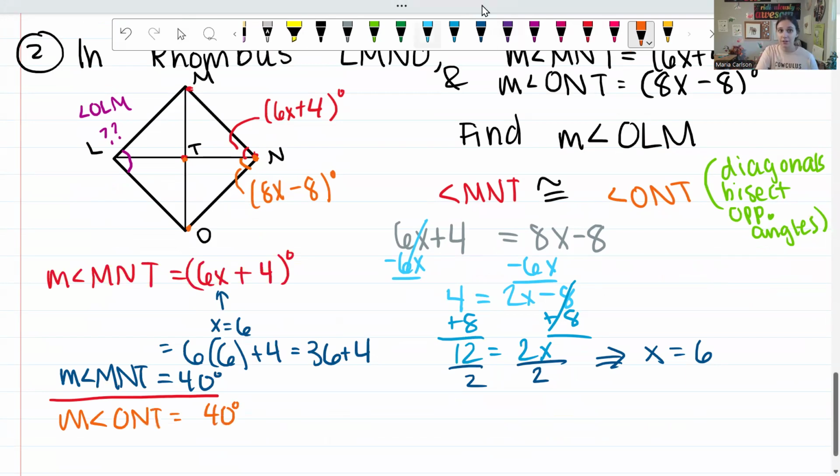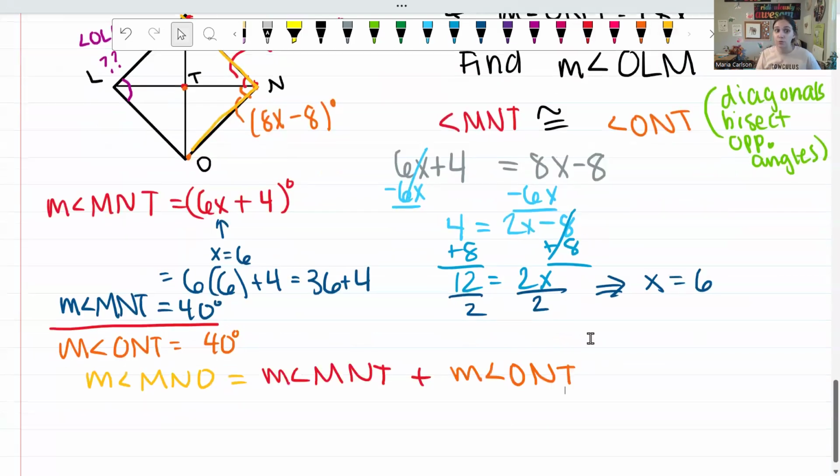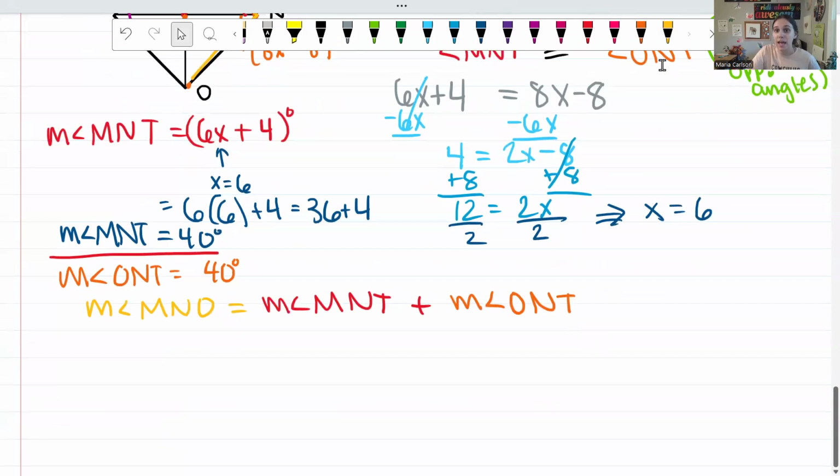And we can put those two together, right? So now I can say altogether this angle MNO is equal to the measure of angle MNT plus the measure of angle ONT. And we know both of those angles are 40. So the measure of angle MNO, the entire angle, is 80. Really, I should write that out. It's 40 plus 40, which is 80 degrees.